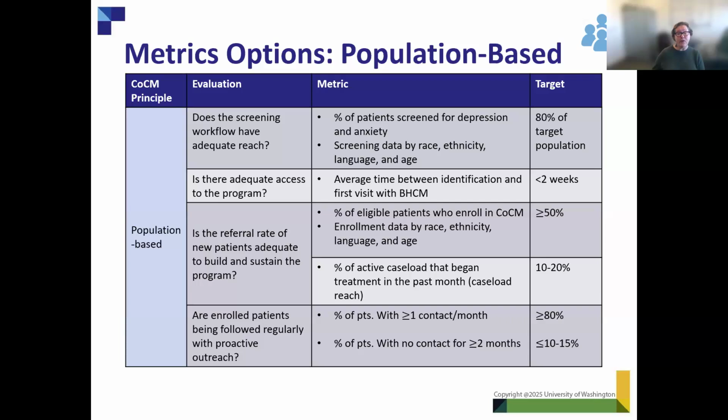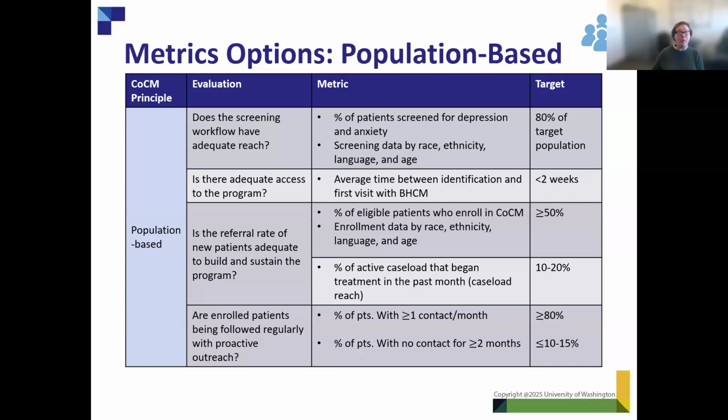Programs that do case finding through electronic means only, so maybe using your electronic health record to identify patients with an algorithm that might look at things like prior diagnosis, medications that are being prescribed, things like that, rather than screening and referral from the primary care office, typically have much lower enrollment and engagement rates. So if you do that method of case finding, you just might want to be aware that you're likely to get significantly lower enrollment and engagement rates.